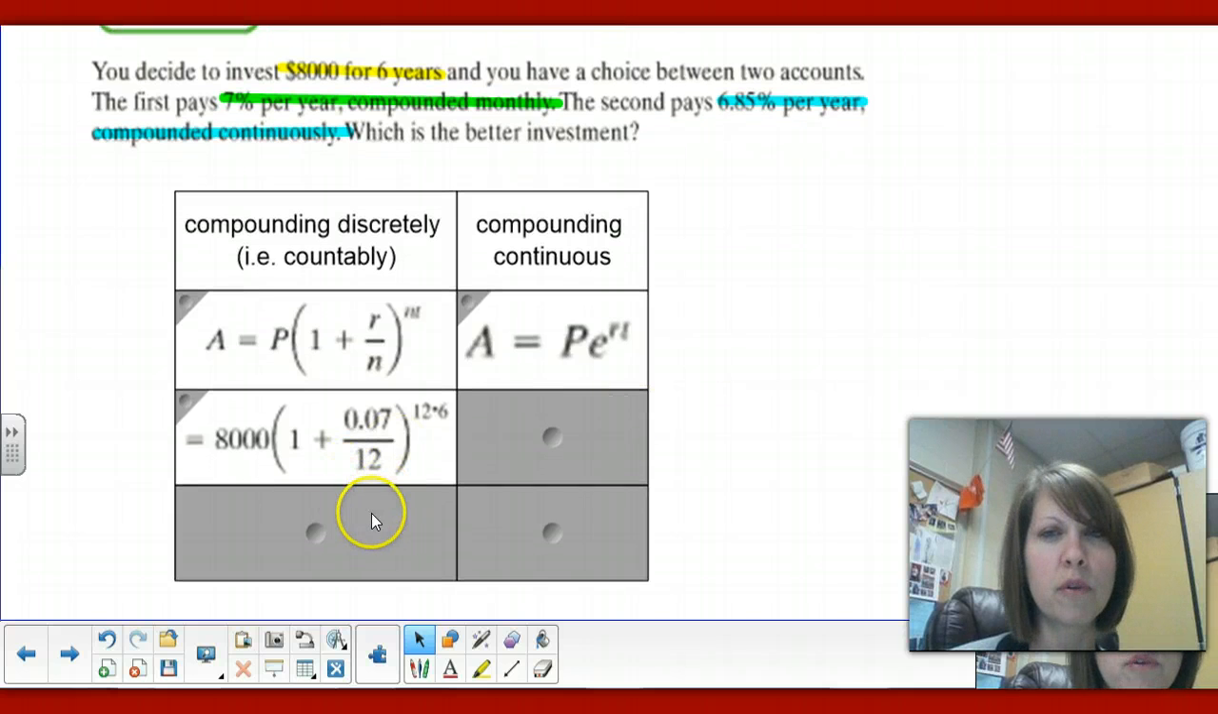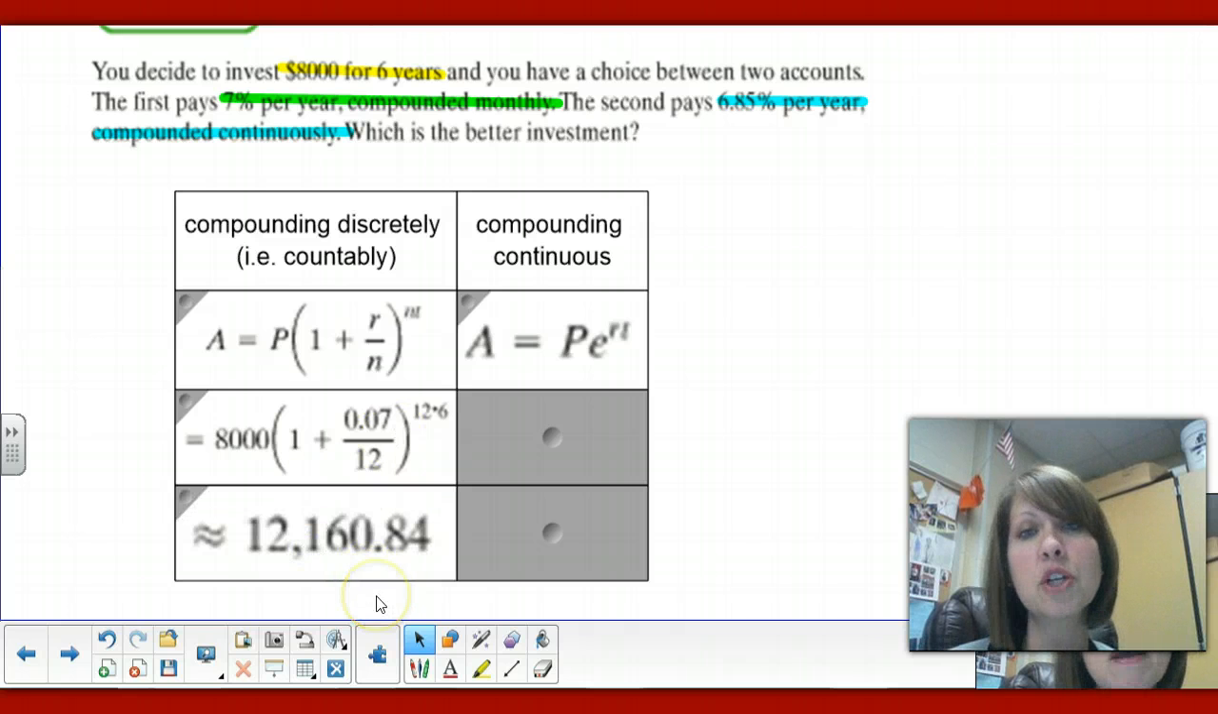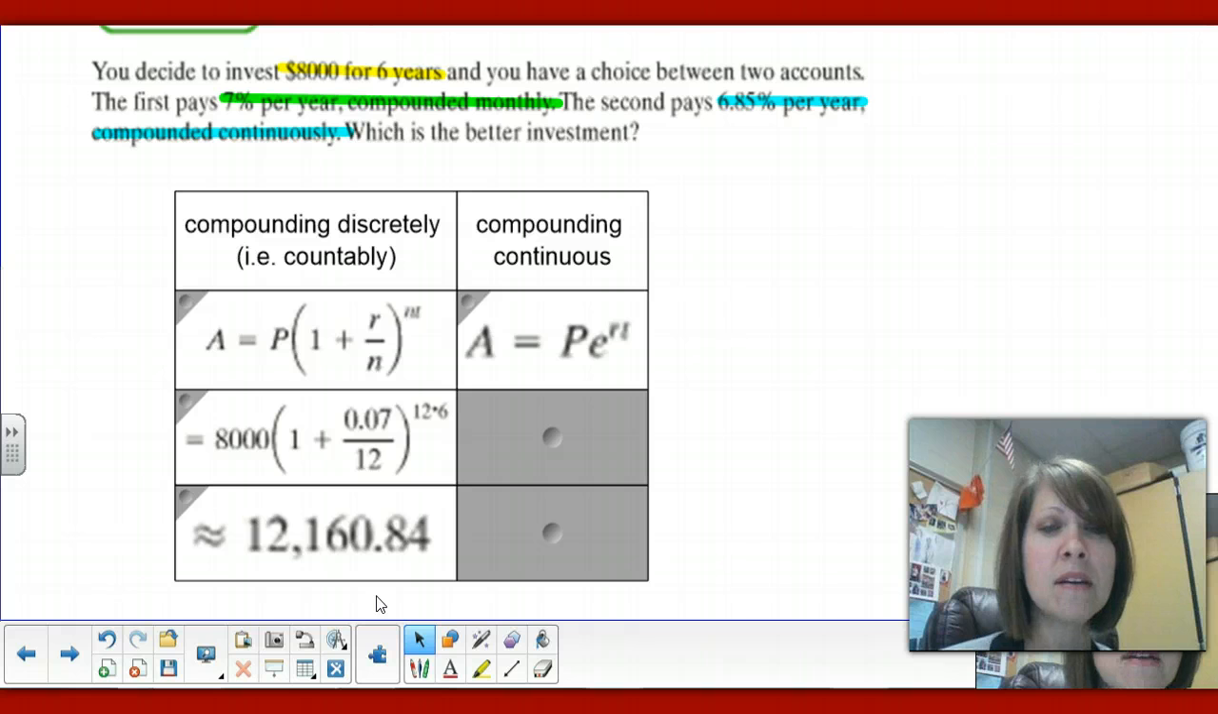Be really careful with your calculator. I would do this part, 12 times 6, first, and then do 1 plus 0.07 over 12, maybe press enter and then do the to the 12 times 6 power, and then multiply that by 8,000. Please make sure that you're getting this $12,160.84. Make sure that you're getting that amount. You want to know now if you're entering it into your calculator correctly. If not, we need to check and see what's going on.